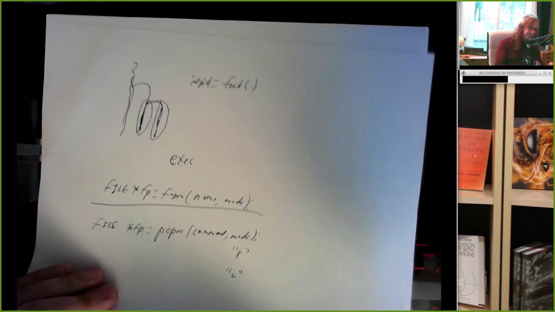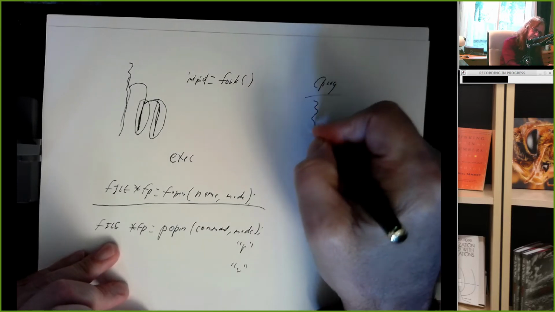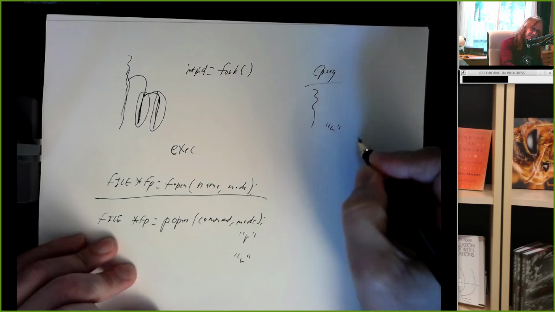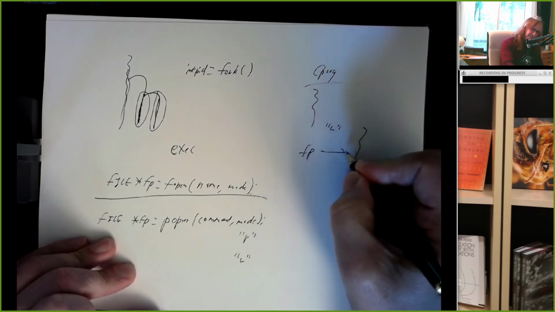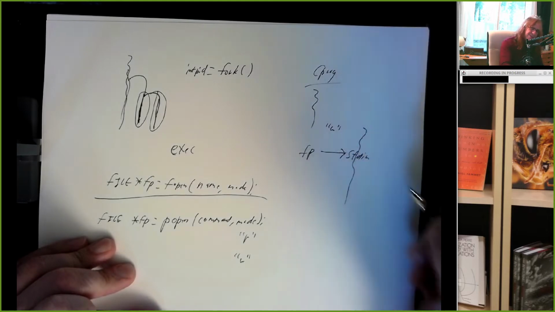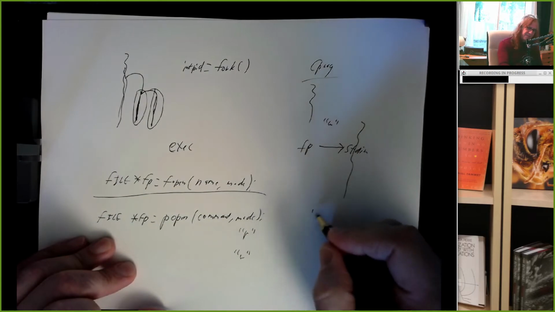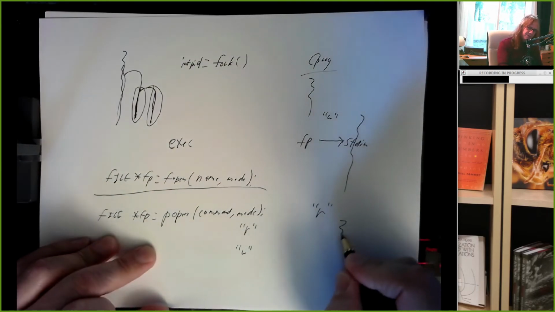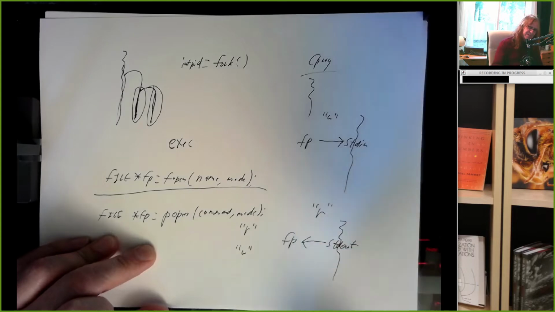So we have our C program, which is doing something. And if we open a process for writing, we create a new process, and fp basically feeds standard in of this new process. And if we open a process with popen for reading, we create a new process, and fp gives us the contents of whatever this process sends to standard out.